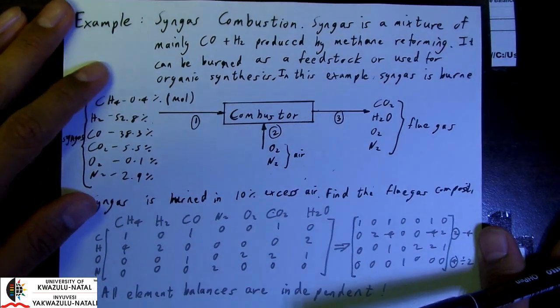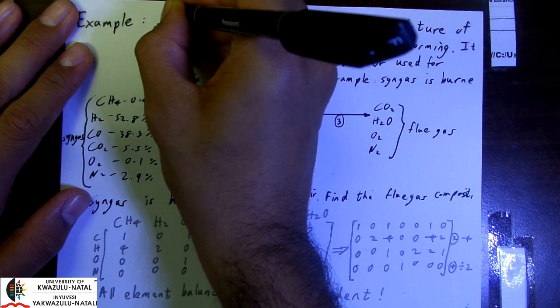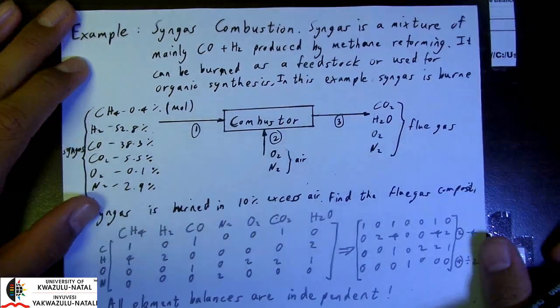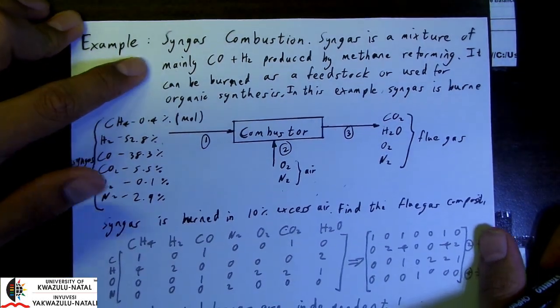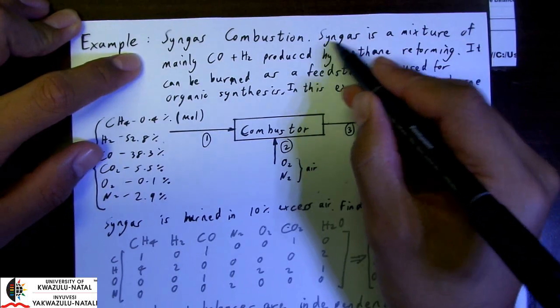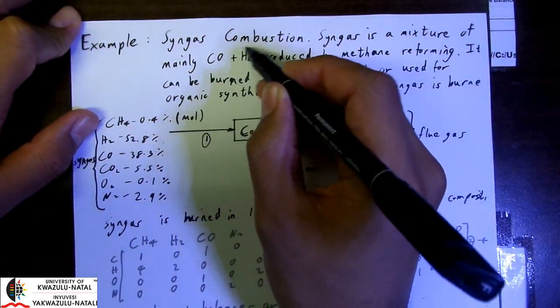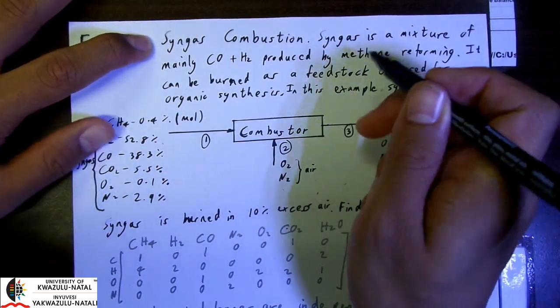Okay, now let's look at another example, and this is pertaining to syngas rather than coal. However, it is the same principle. We can also use gas for our combustion to generate electricity. So syngas is typically a mixture of carbon monoxide and H2 produced by methane reforming. Okay, it is a synthesis gas.